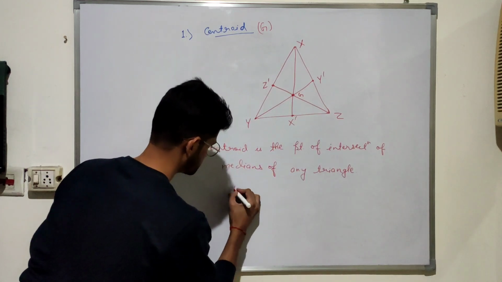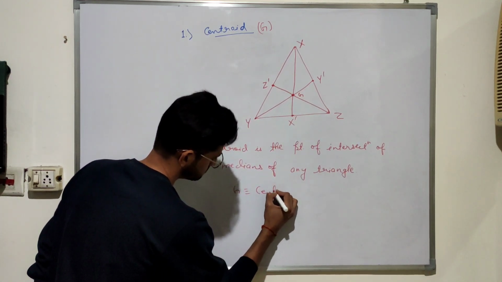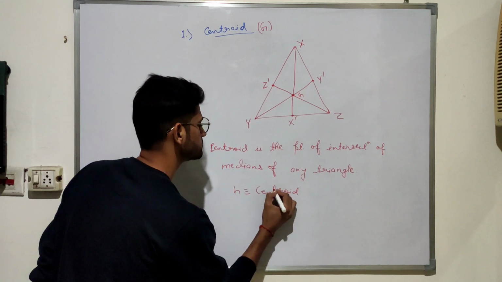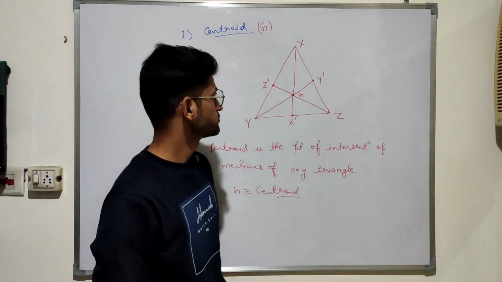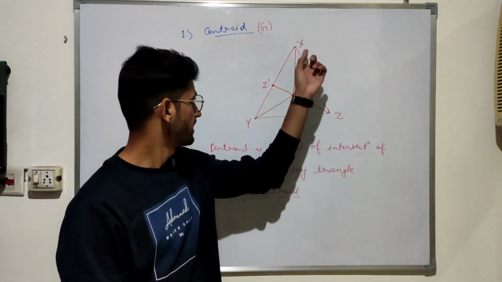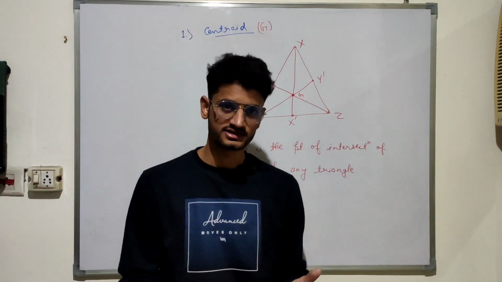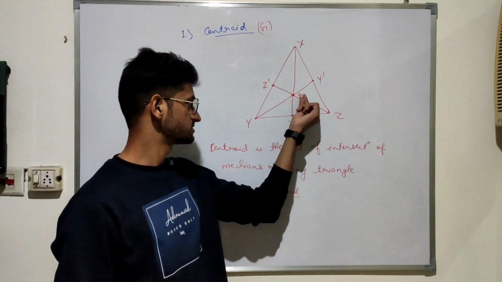In this case, G is the centroid. Now we have known the definition of centroid. Suppose we will be having points x, y, z in terms of coordinates. Then how will we know the point G?